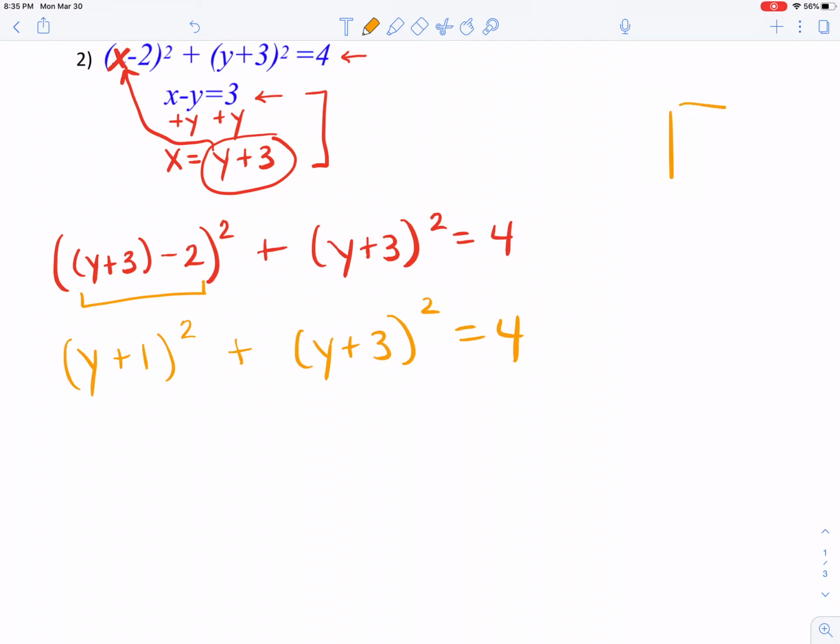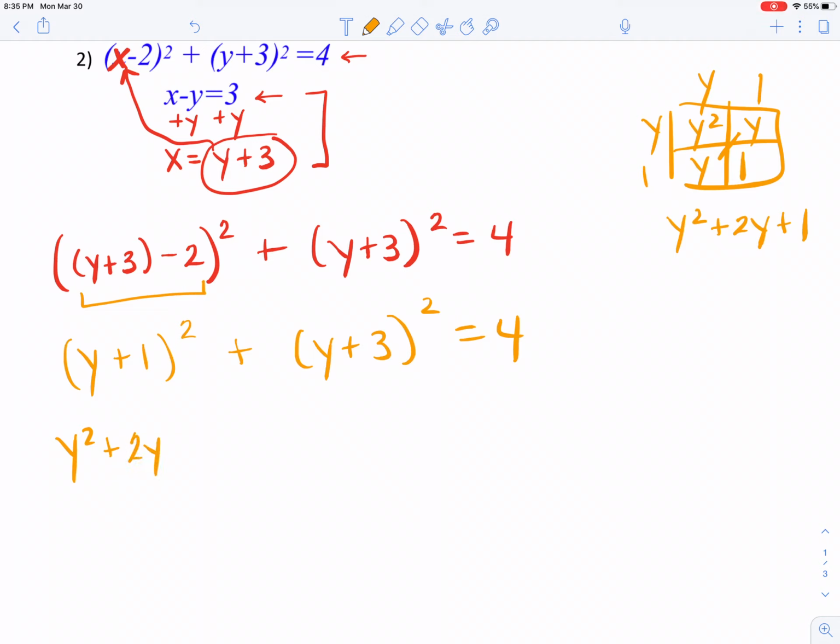So I'm going to square both of those binomials. Y plus 1 times y plus 1, y squared, y, and 1 times 1 is 1. Simplify y plus y, so I get y squared plus 2y plus 1, and that comes down in place of the y plus 1 squared.